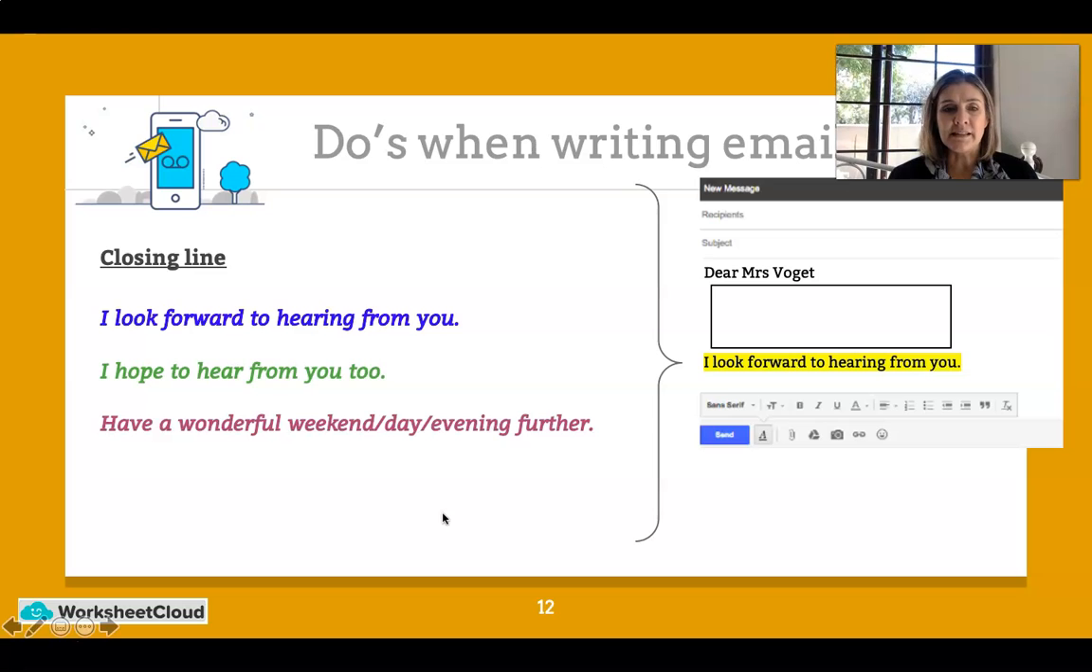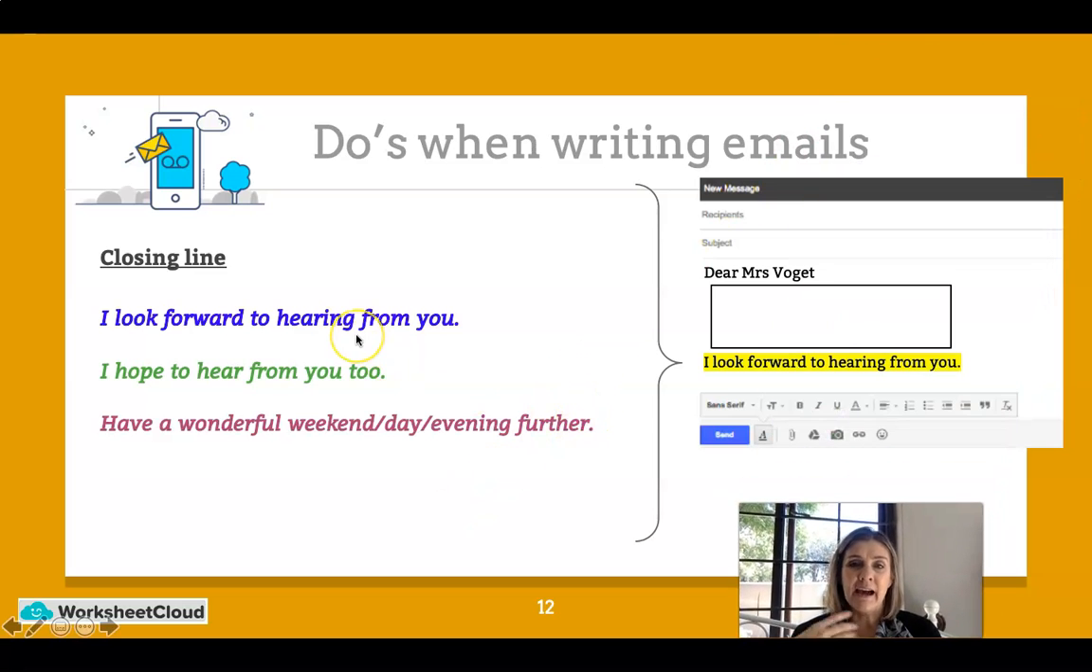Right, so let's take a look at other do's when writing emails. How do we close an email? You can do a number of ways. I look forward to hearing from you. I hope to hear from you too. Have a wonderful week, day, or evening. If you're writing to a friend, you can just say chat soon and underneath, Mary.